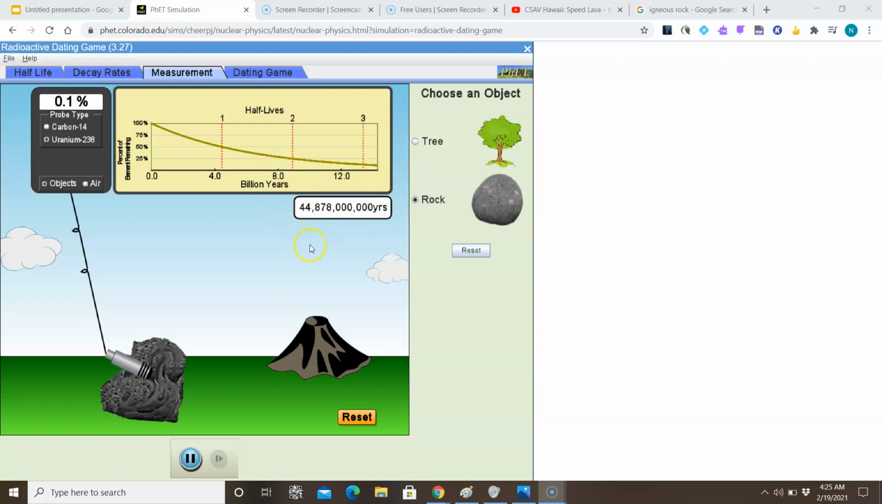The decay of radioactive isotopes, how long it takes for it to decay, depends on their half-life. For carbon-14, the half-life is 5,730 years. And for uranium-238, the half-life is 4.5 billion years. So, of course, it's going to take quite a long time.